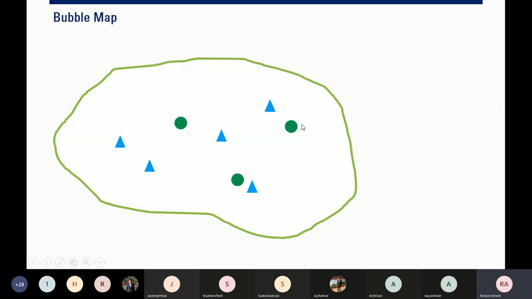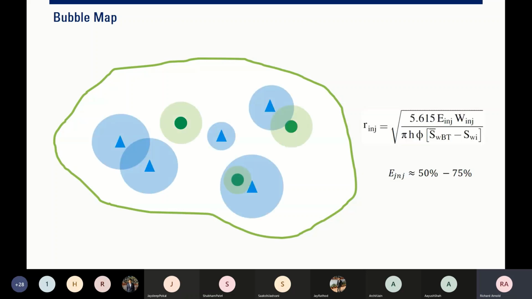We have producers and we have injectors. And of course, we want to know the drainage area, the production drainage area, and also the injected area. And that's why we construct a bubble map. We can actually estimate, ideally, our injection radius, our injection area using this equation.